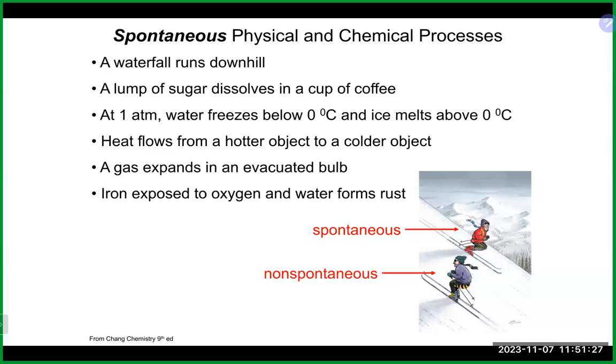Iron exposed to oxygen, with a little bit of moisture, is pretty much all you need for rust. A person skiing down the hill is going to be spontaneous. A guy coming up the hill is going to be non-spontaneous. He's going to have to do some work to do that, probably freaking this guy out. I'm imagining that's not what you want to see as you come down the hill, somebody coming up the other way. But that's obviously a non-spontaneous process. You can stand at the bottom of the hill all day, you're not going to get yourself up to the top without something happening to help you get there. Obviously, if you're at the top of the hill, you just go over the hill, and that'll get you going down pretty quick.